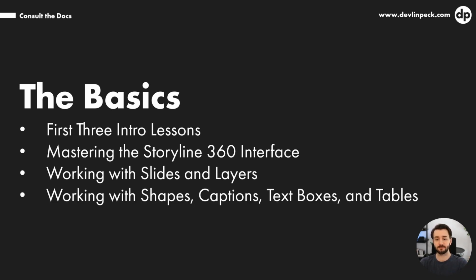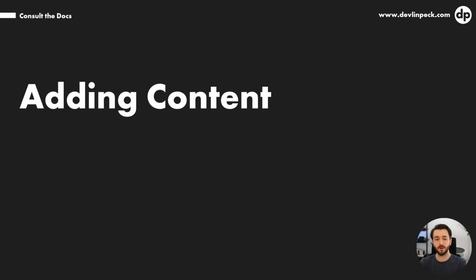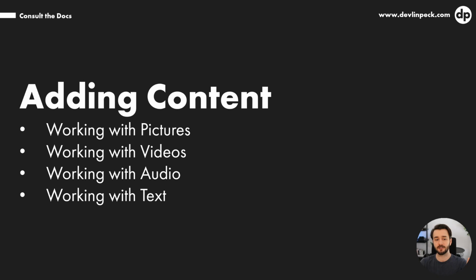This next section is about how to actually start getting some content on the page. So this working with shapes, captions, text boxes, and tables. Okay, so go through the basics first. Then we're gonna go through these content sections. So working with pictures, videos, audio, and text. There's a section in the documentation for each one of these. They might go more detailed than you need to, but just at least look at each of these.